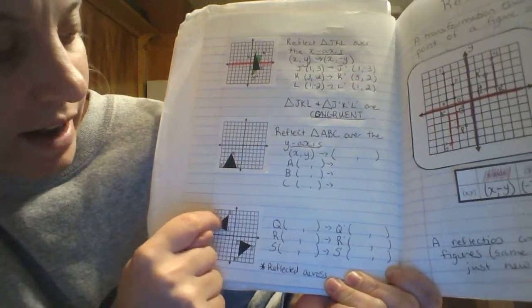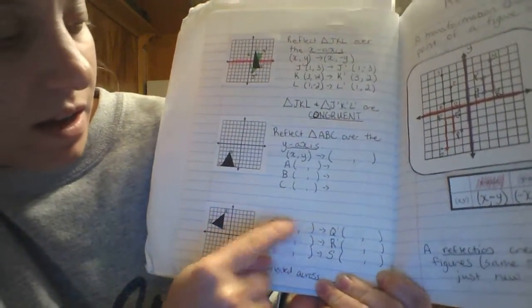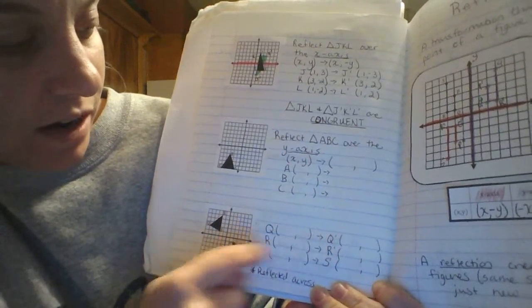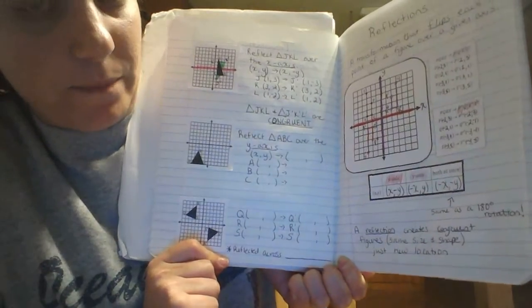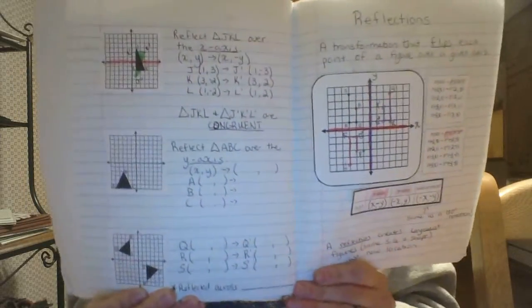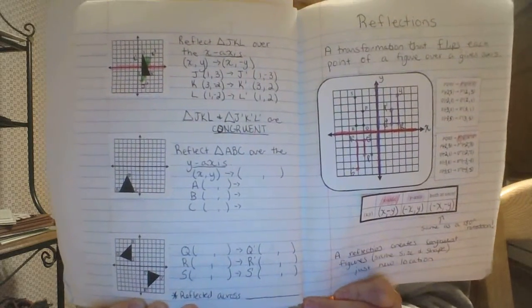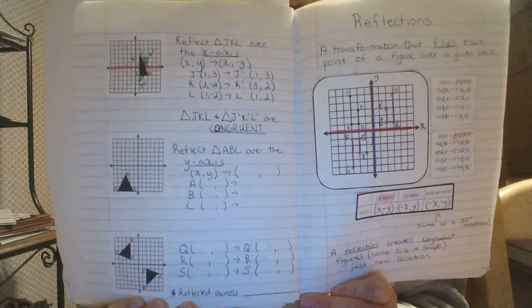Okay, down here, you have Q, R, S. You need to write the points, Q prime, R prime, S prime right here. Write the points. Using this little guide over here, fill in the blank. We reflected across blank. See if you can get it figured out. All right, here's what the reflection page should look like. Pause the video.